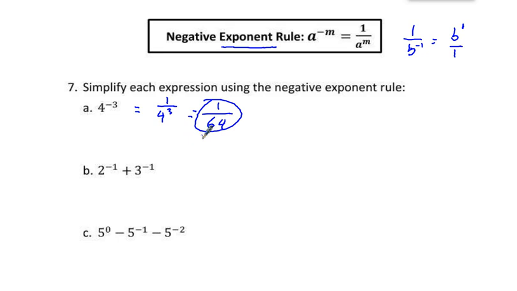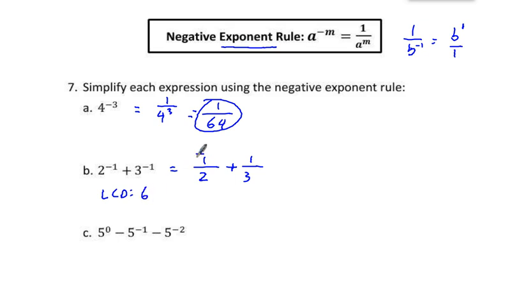In 7b and c, we see addition and subtraction signs. So we're going to treat each individual term separately and simplify using the negative exponent rule. So I have 1 over 2 to the first plus 1 over 3 to the first. In order to simplify this further, we have to add the fractions. And remember, to add fractions, we need a common denominator. The least common denominator here for this problem is going to be 6.